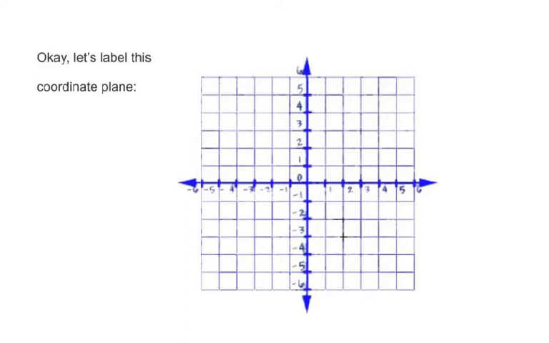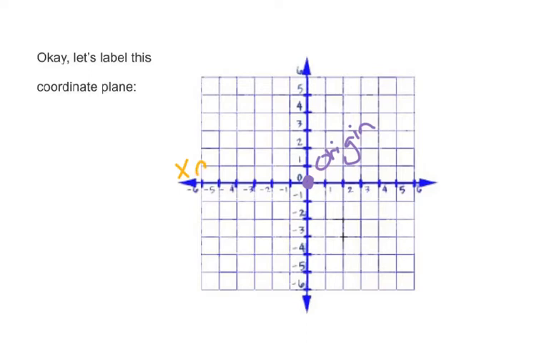So here is a coordinate plane, and you have a blank one on your notes too. So let's just label the different parts. We have this point in the middle right here, and it is called the origin. So if you want to label yours, that's the origin. We're just practicing to know all our parts.